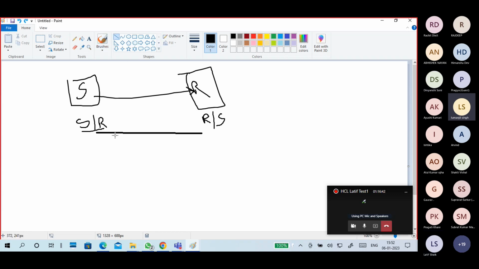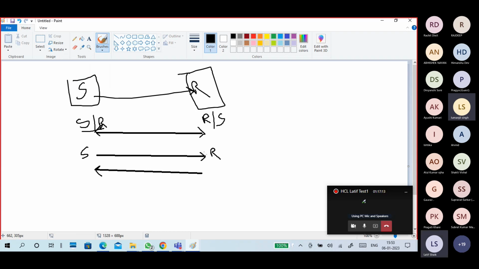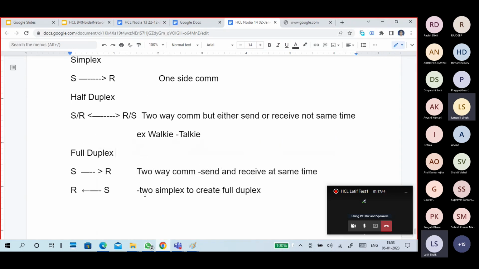Next one is full duplex. Full duplex is two-way communication. Half duplex is also two-way communication, but in half duplex it's a single line: either you send or receive. In full duplex it is not like that. Full duplex is actually two-way communication with two simplexes. When you send, the other person receives on one line; on another line they send and you receive. So you do send and receive at a time. In half duplex you cannot send and receive at a time. Full duplex is actually two simplexes, so you can send and receive at the same time. Telephone, like you have a mic and speaker, you can speak and also listen at a time.